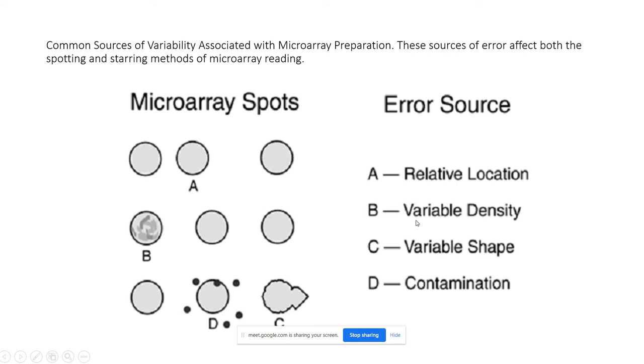B shows the variable density. It means the sample has been taken in low and high amounts, so it may vary. C shows the variable shape, and this type of spots we cannot consider for the analysis. And D type of spots shows the contamination. It means it may have another source of DNA or contamination. So these sources of error affect both the spotting and scanning method of microarray reading.